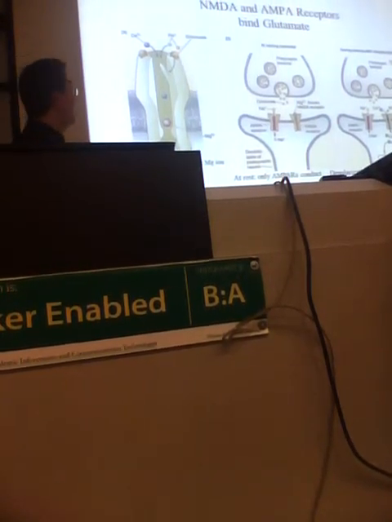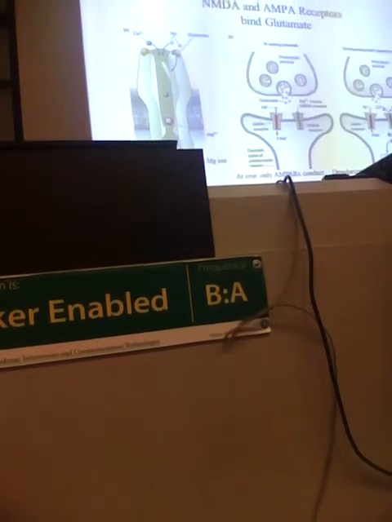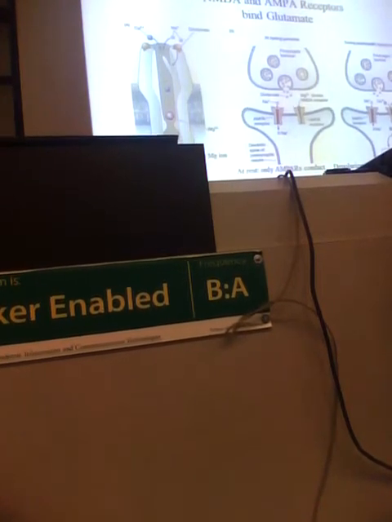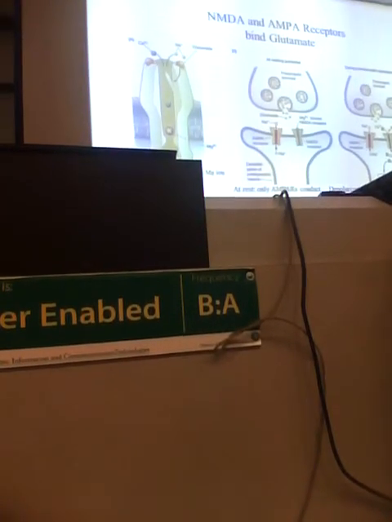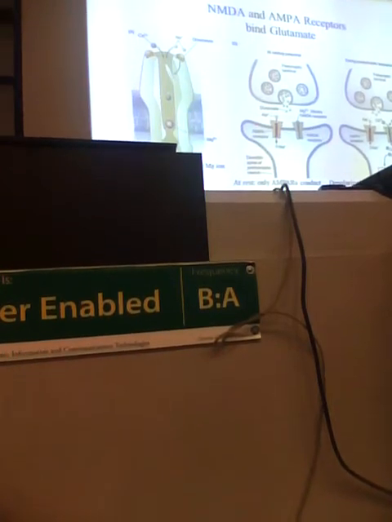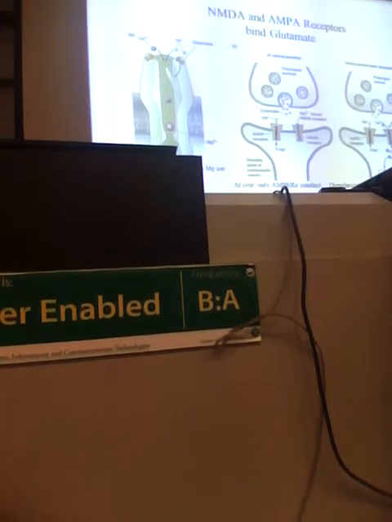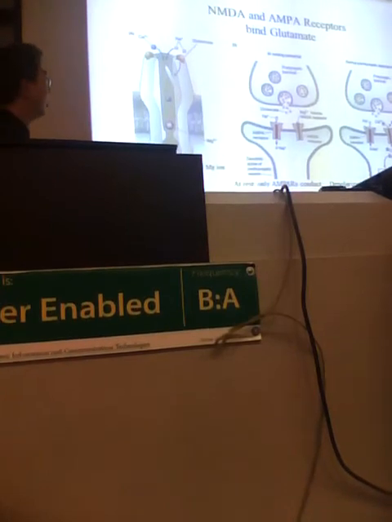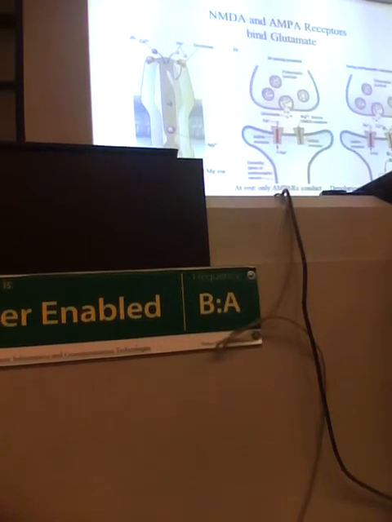At rest, the NMDA receptor, even though it binds glutamate, can't conduct because normally NMDA receptors are blocked by magnesium at rest. So the magnesium block turns out to be pretty important. In order for conduction to occur through NMDA receptors, you have to have a strong membrane depolarization to unblock the magnesium, basically to knock the magnesium out of the channel. And only then will you get flow of calcium and sodium through the NMDA receptor.